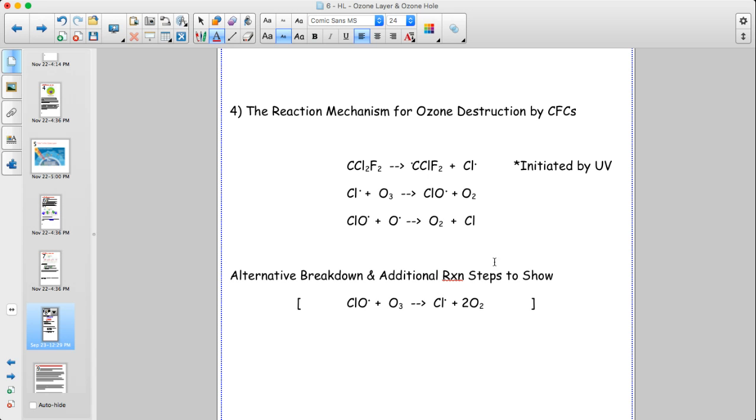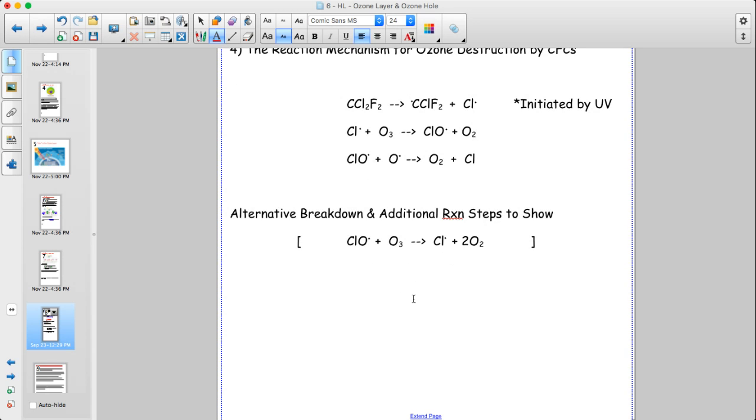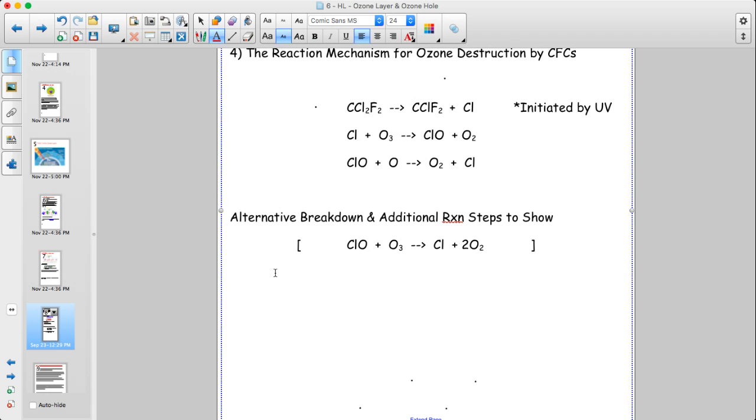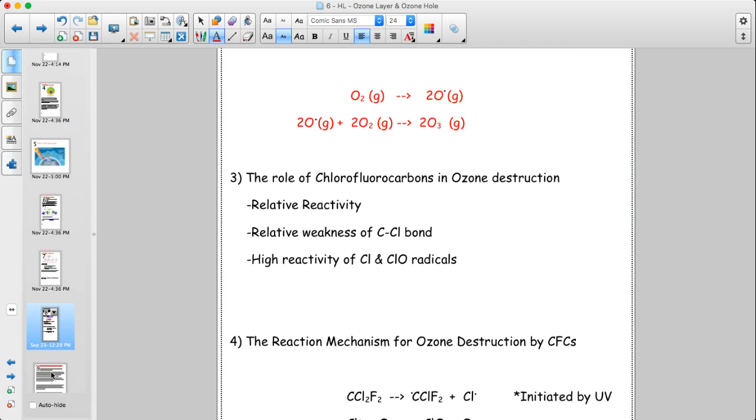So no matter what, the chlorine atoms, the free radicals that get made, always get reproduced in this mechanism, which is why they are acting as catalysts and why they can be so destructive: since they keep getting reformed, they can keep on breaking down more and more ozone. So this final page really sums up what you would be required to know for the IB exam.